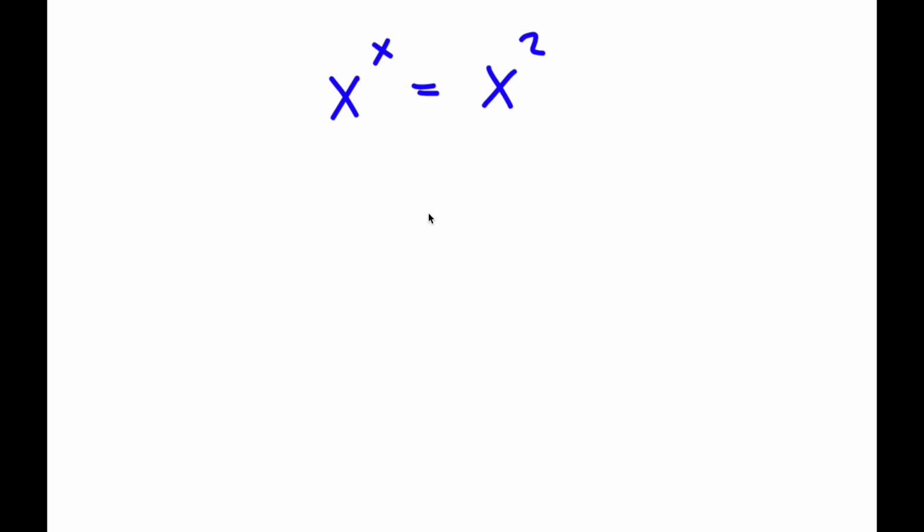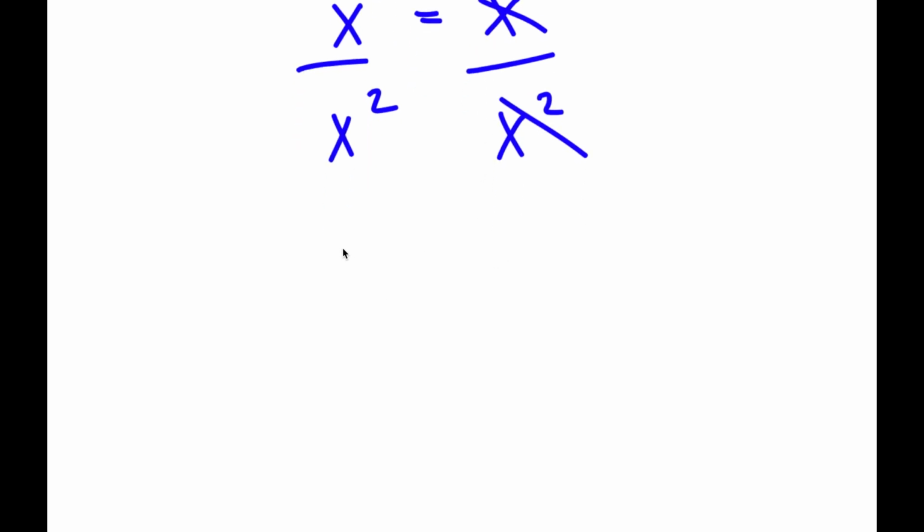Alright, so in this problem, I have x to the power of x is equal to x to the power of 2. So to solve this, what I'm first going to do is, or sorry, actually before that, I'm going to divide both sides by x to the power of 2. So x to the power of 2 divided by x to the power of 2, that's 1. So now I have x to the power of x over x to the power of 2 is equal to 1.